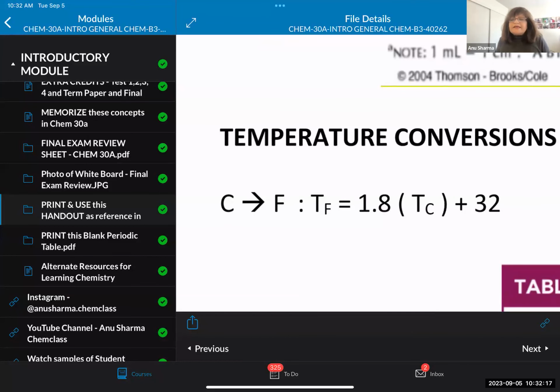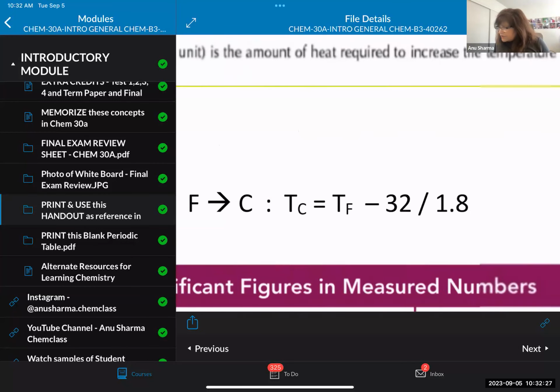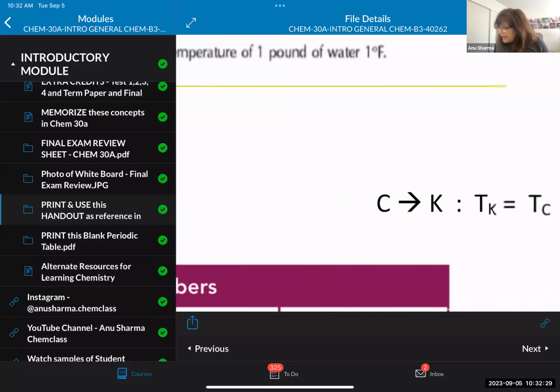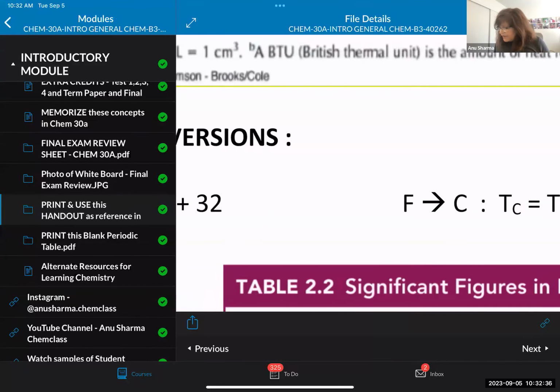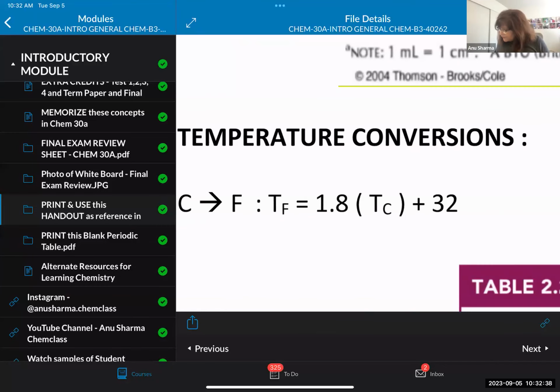Okay, so these formulas are in your handout. If you are given Celsius, you need to convert to Fahrenheit. This is the formula you will use. Fahrenheit to Celsius, this is the formula. And Kelvin, if you're given the Celsius, you can convert it. Okay, so let's do a few examples here first.